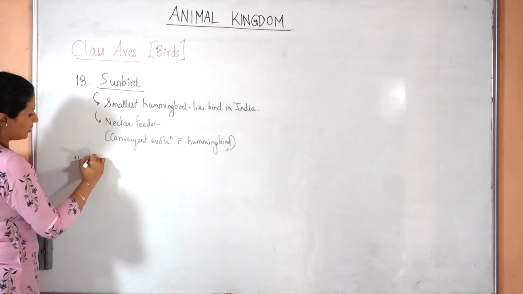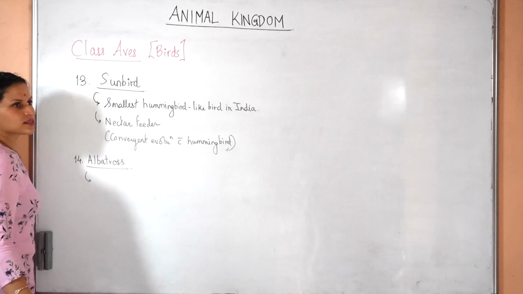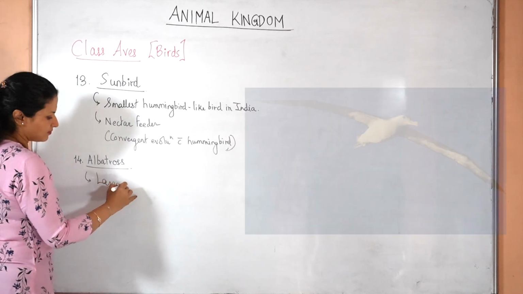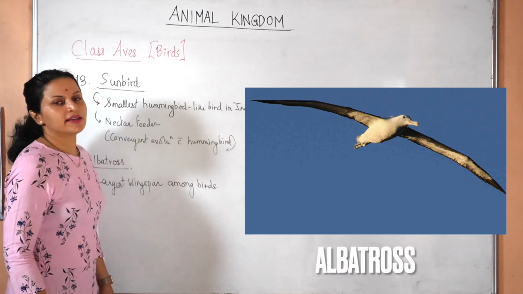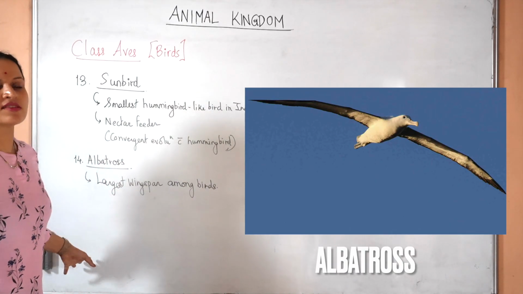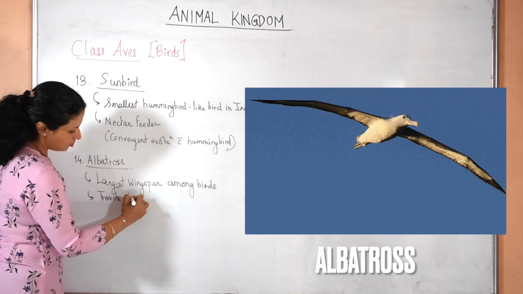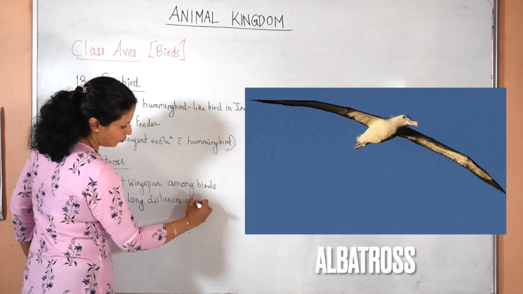Next example, albatross. Albatross, largest wingspan among all the birds. Okay, very long wings it has, and it travels to great distances over the oceans.